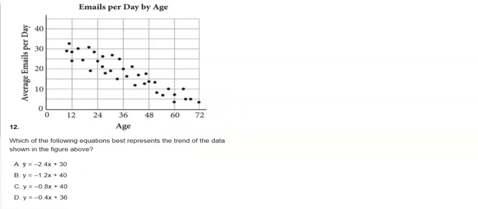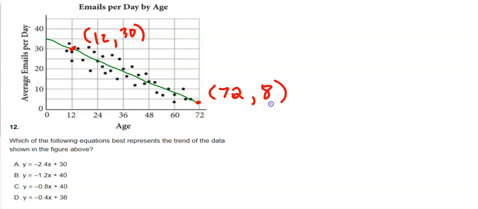This is a good one. If you have a problem like this, just draw the line of best fit. I didn't like that, but let me see if I can do a slightly better job. Okay, so if you do a problem like this, you want to identify a couple points and write down the ordered pairs. Like I see this point right here is 12, 30. Maybe this point right here, 72, 8-ish. So we're finding this slope, basically.